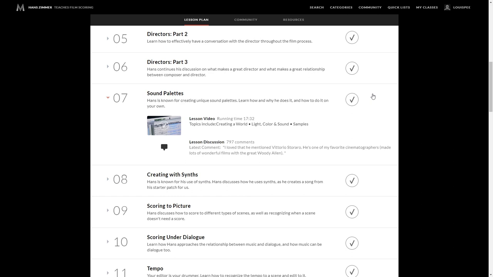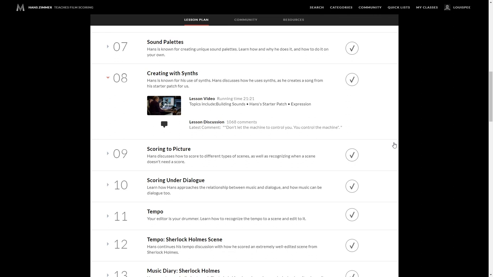Lesson 8 is all about creating with synths. Now, of course, using real instruments, otherwise like analog instruments, is infinitely better than digital just because of the control. However, he talks about how you can utilize synths to really create a track, then give it to the orchestra to take care of the emotional expression.